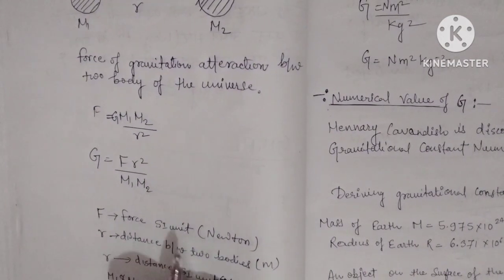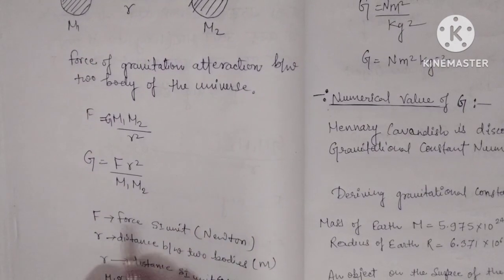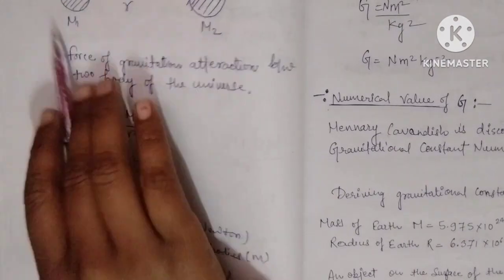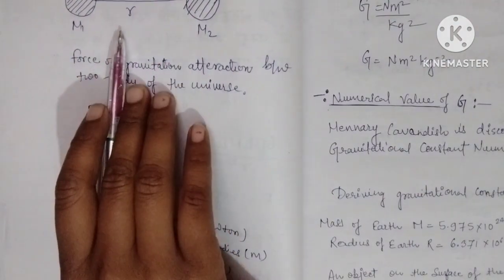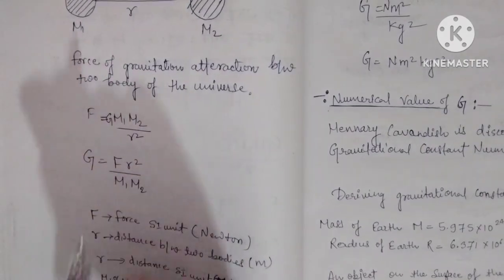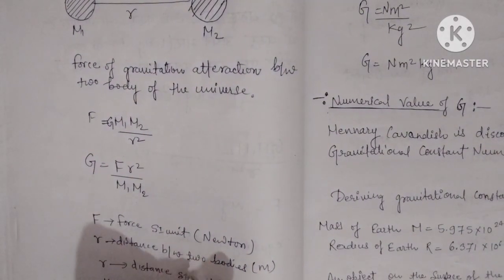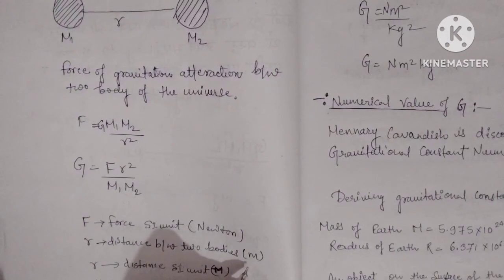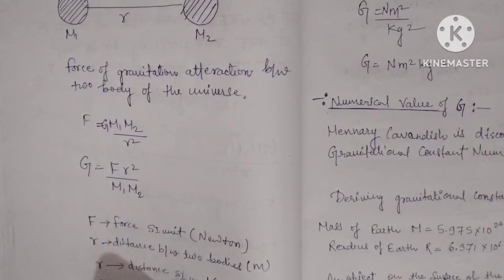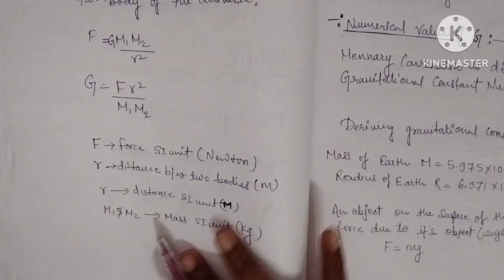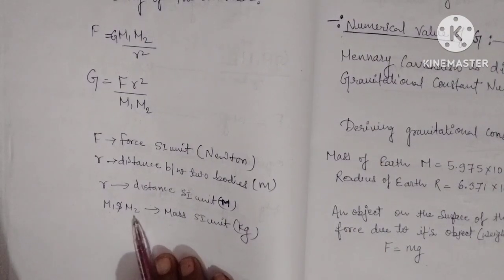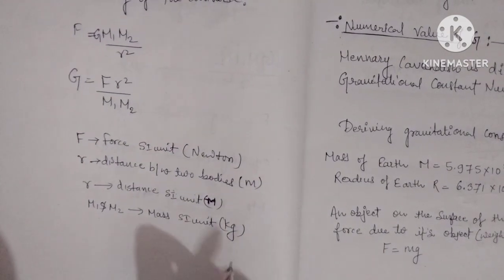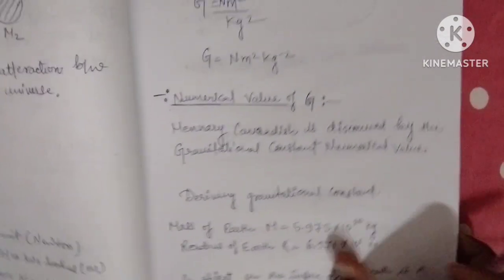F is force, and its SI unit is Newton. r is the distance between the two bodies, so its SI unit is meter. m1 and m2 are masses, and their SI unit is kg.